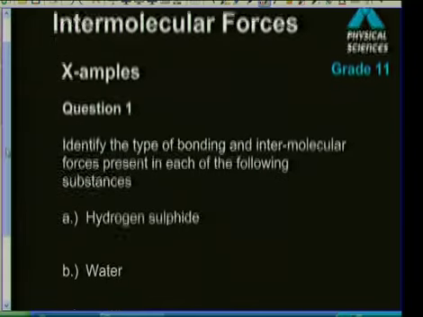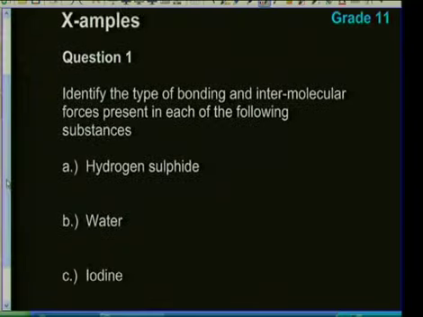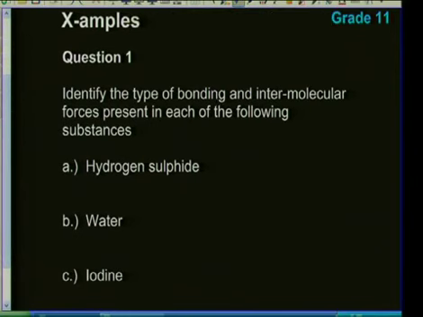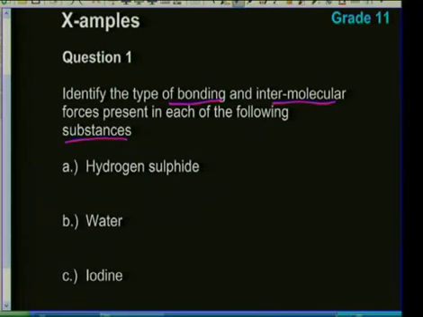So let's pick up by applying our knowledge now by looking at some examples. So here goes for question number 1, where we're asked to identify two things: the type of bonding and intermolecular forces present in each of the following substances. So let's start. Number A, hydrogen sulfide.